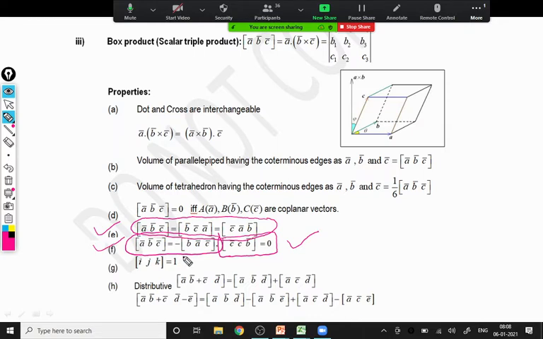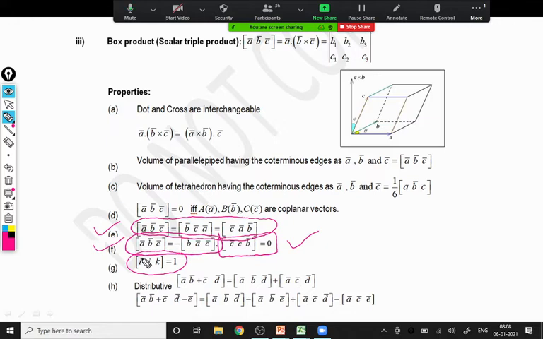There is one more simple result here, that the box product of the unit vectors i, j, k is 1. The box product of unit vectors i, j, k is 1. This question was asked in one of the exams, to prove that the box product of i, j, k is 1. So remember, the proof is of one line only.